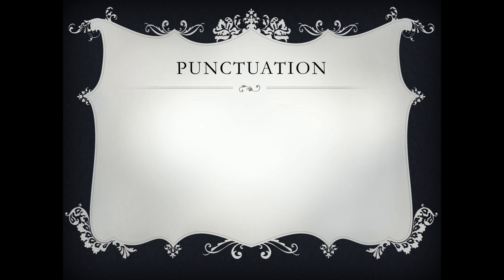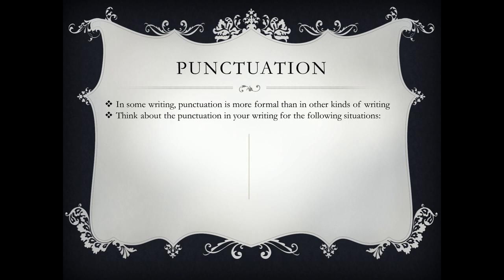The second part of setting the tone is your use of punctuation. Punctuation is all those little dots and dashes and quotation marks, all those little things other than letters that go into sentences. So, punctuation is important because it kind of determines how your tone comes across. In some writing, punctuation is more formal than in other kinds of writing. Let me give you some examples here. Think about the punctuation in your writing for the following situations. Do a little comparison here.